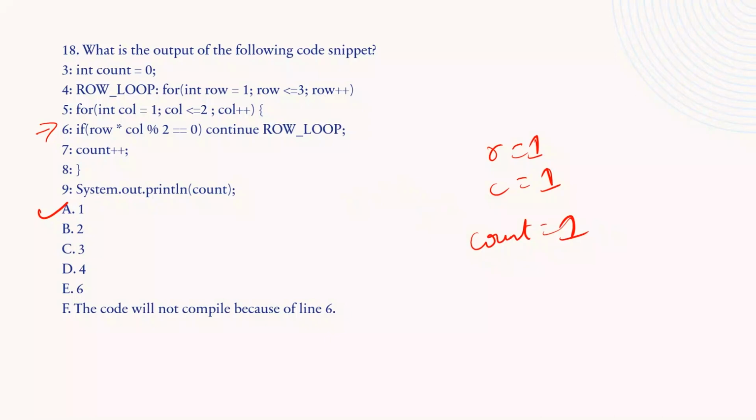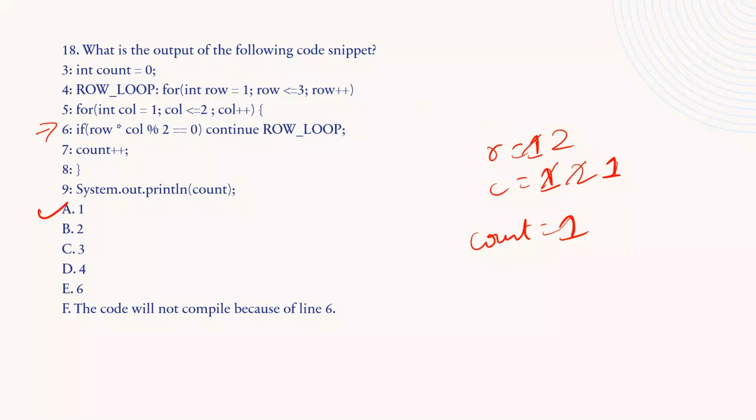On the second iteration, row equals 1 and column equals 2. So column becomes 2 in this case. The expression on line number 6 is true, and continue ends the inner loop with count still at 1. Now let us go to the third iteration. On the third iteration, row equals 2 and column equals 1.